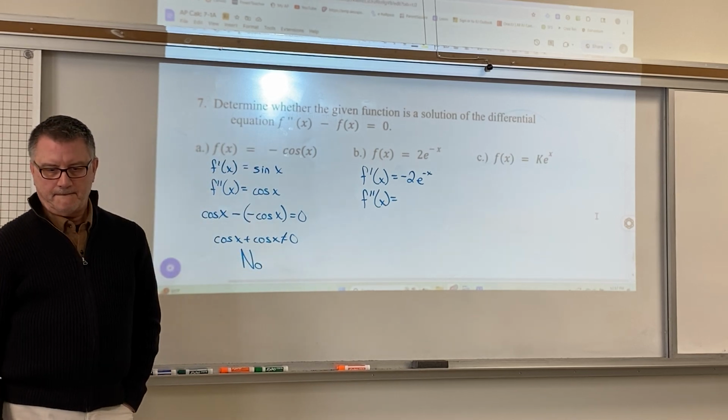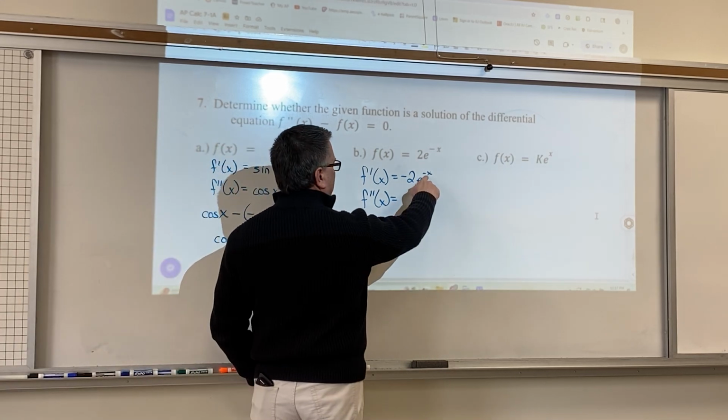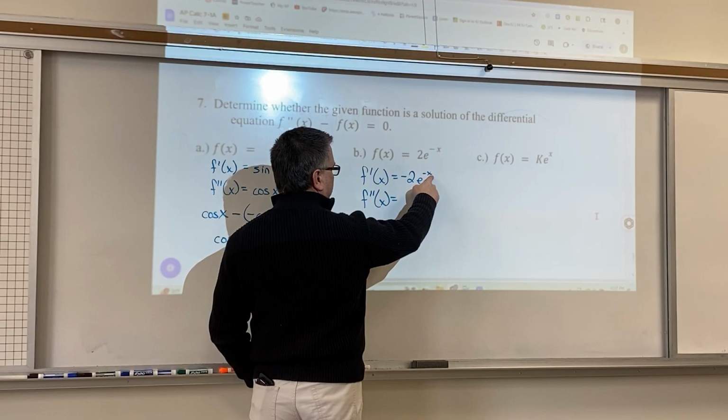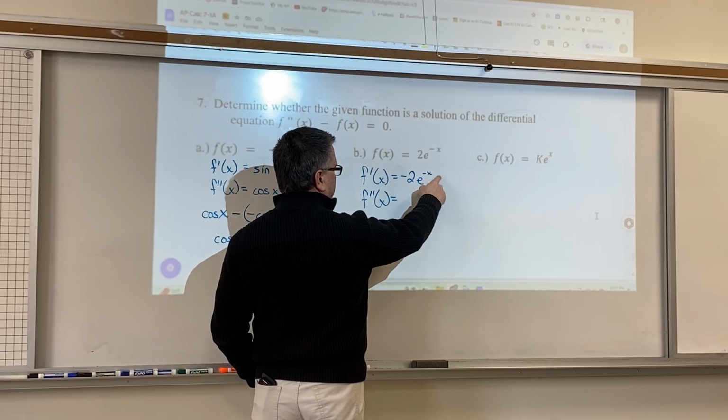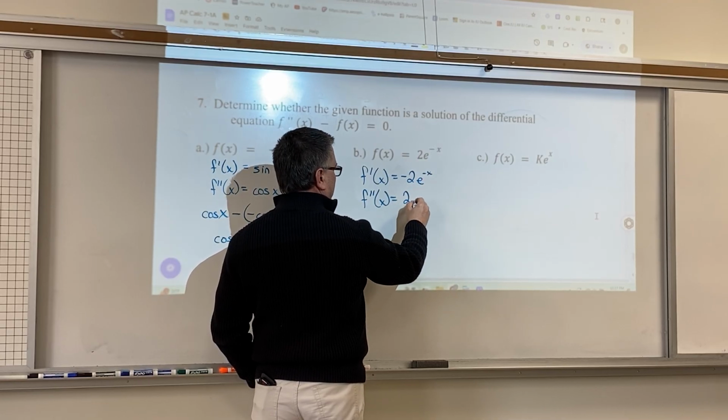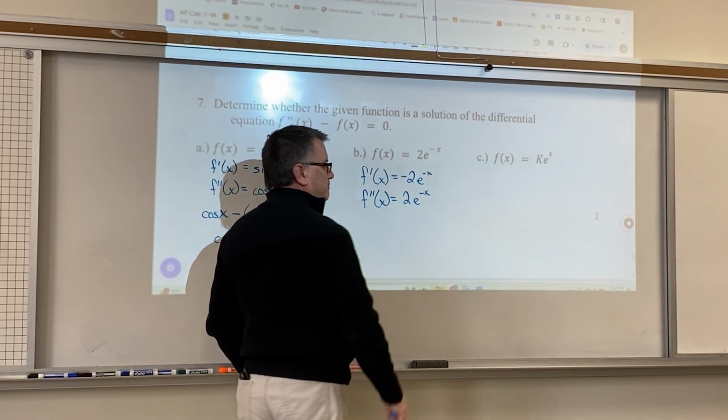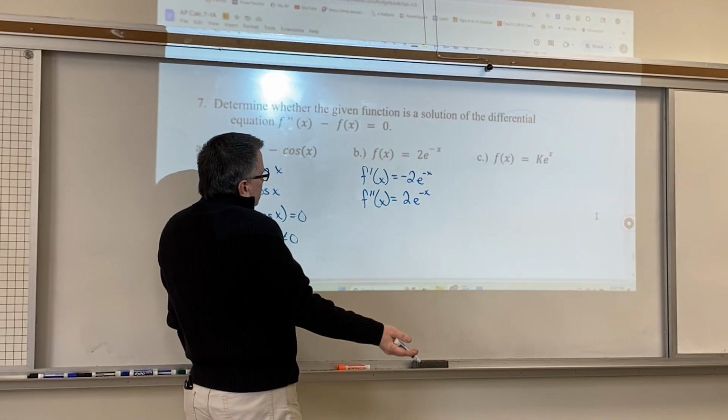2e to the negative x. That's just going to be e to the negative x, and then the derivative of the inside is negative 1, which makes that 2e to the negative x. Okay, let's plug this in.